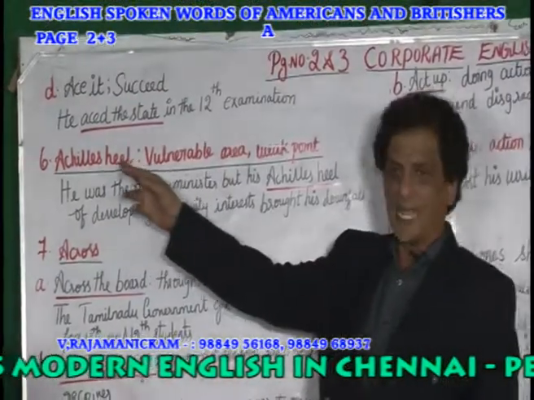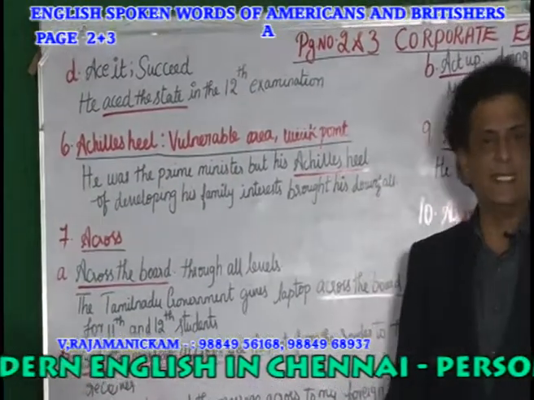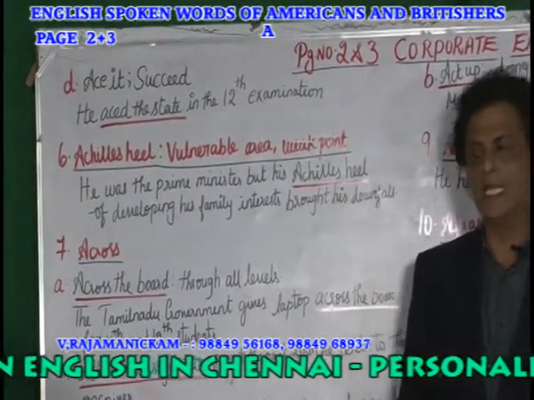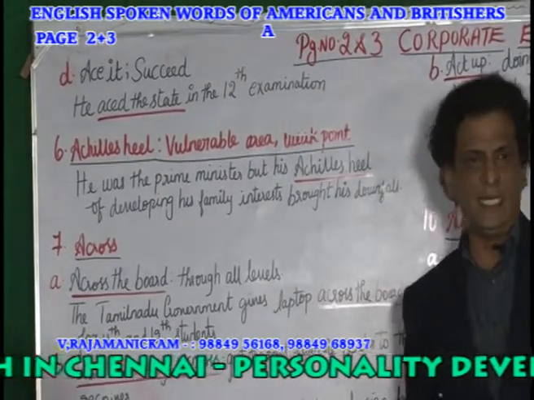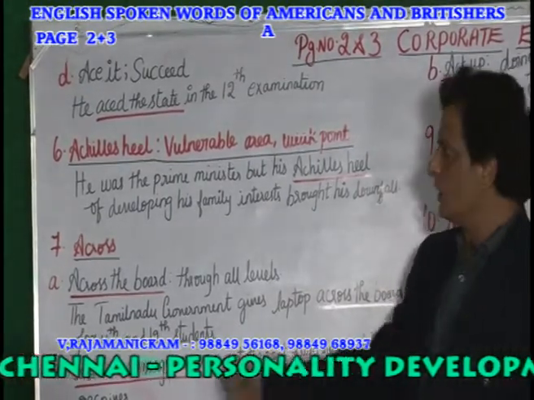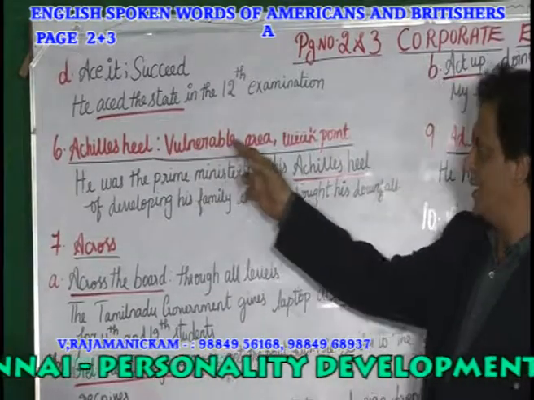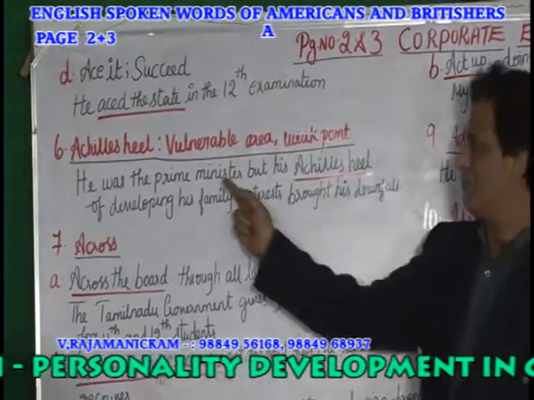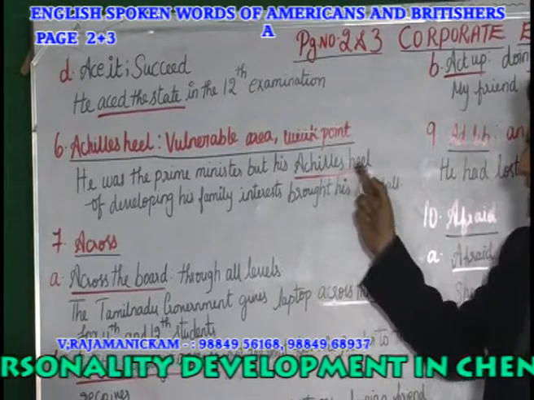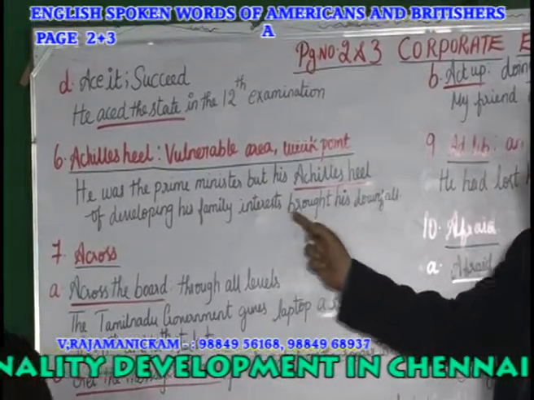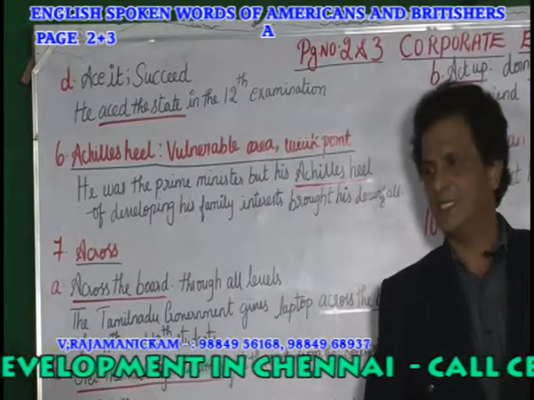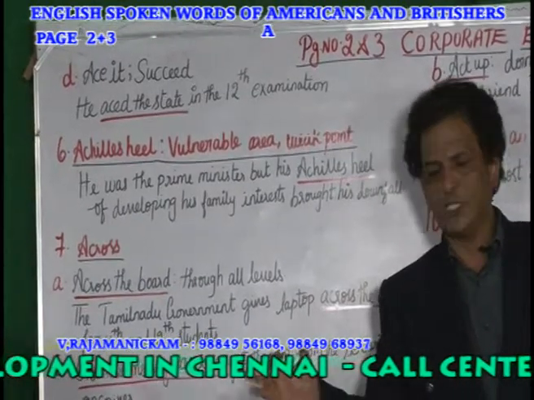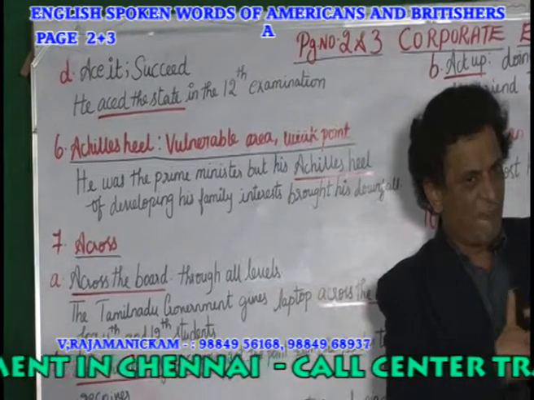here it is called Achilles heel. What do you mean by Achilles heel? A Greek mythical person, you know, only at the heel he has the weakness. So you call it Achilles heel, a vulnerable area or a weak point. He was the prime minister, but his Achilles heel of developing his family interest brought his downfall. What do you mean by that? He is the prime minister of India, but the weakness is he is so much attached towards his family.